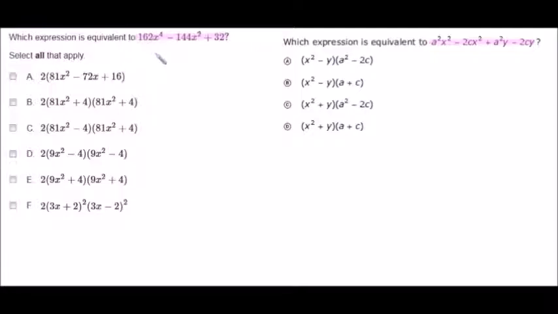So if this first term is divided by 2, if you factor out the 2, I would get 81. The 144 divided by 2 would give me 72. And then the third term divided by 2 would give me 16. Well, this does not match any of my choices. The first one almost matches, but my exponent does not match.